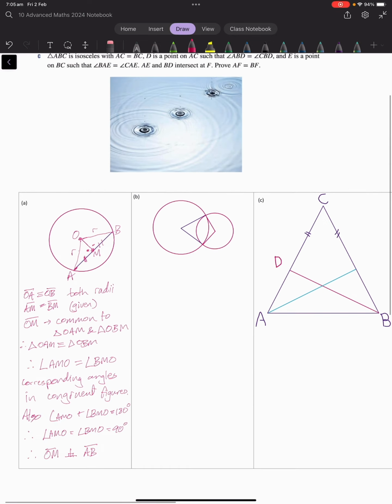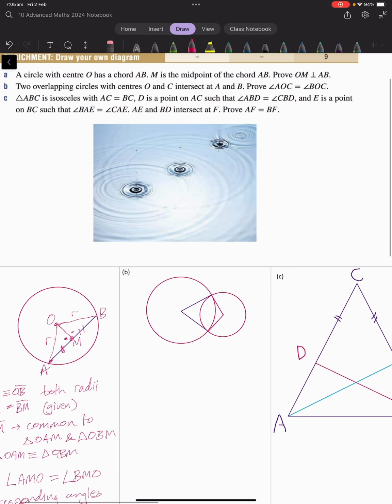Question B, you can see I've got the diagram here already for us. What was the question? Two overlapping circles with centres O and C. Right, there's O, there's C, that's fine. They intersect at A and B. I'm going to put A at the top, B at the bottom. Prove that angle AOC is equal to angle BOC.